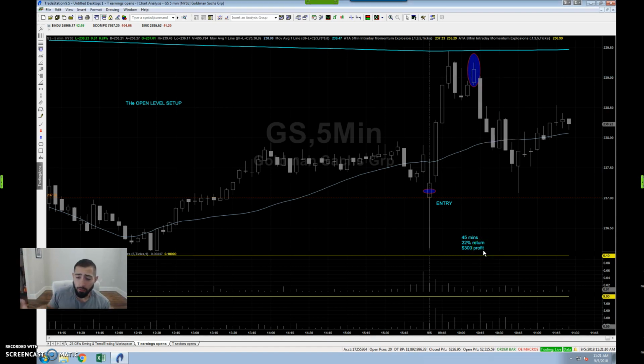I didn't have a huge position on, but nonetheless, it was a winning trade. 22% return for a $300 profit, and nice and simple. The open level setup just continues to work well for myself and a lot of us in the chat room over at Focus Trades, and I'm looking forward to continuing to get better at this setup, executing on it, and I'll certainly be able to share more with you guys here on the YouTube page as well.